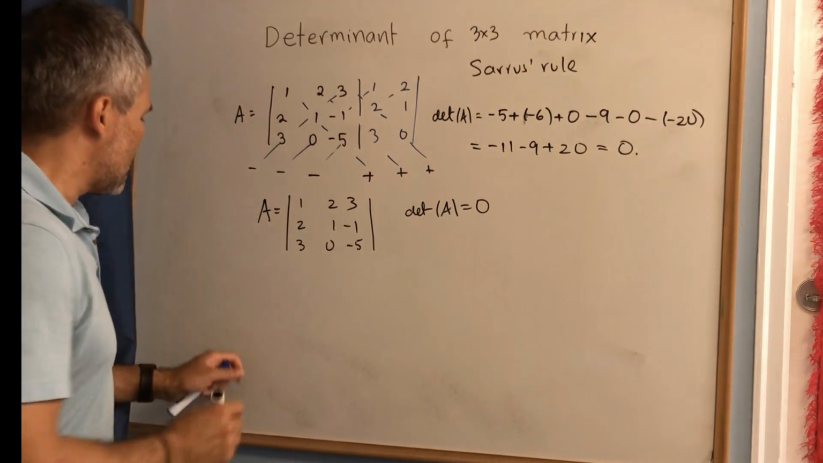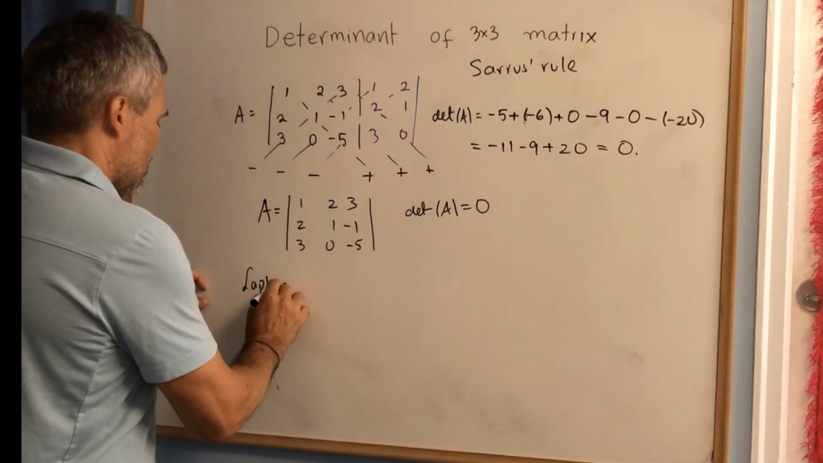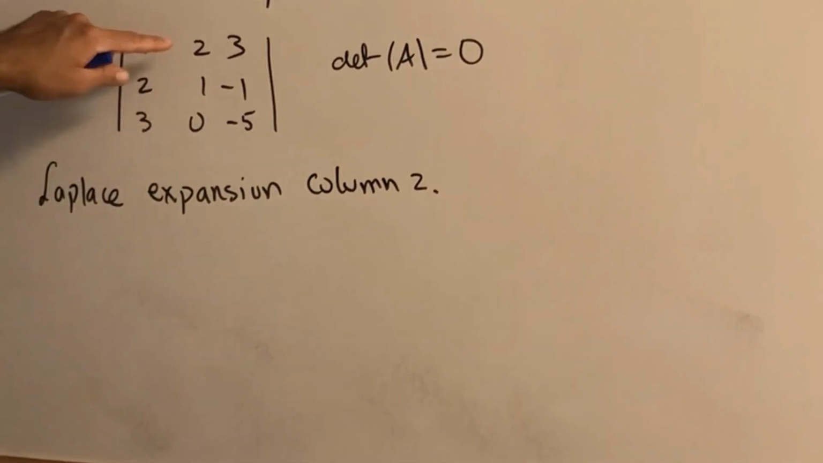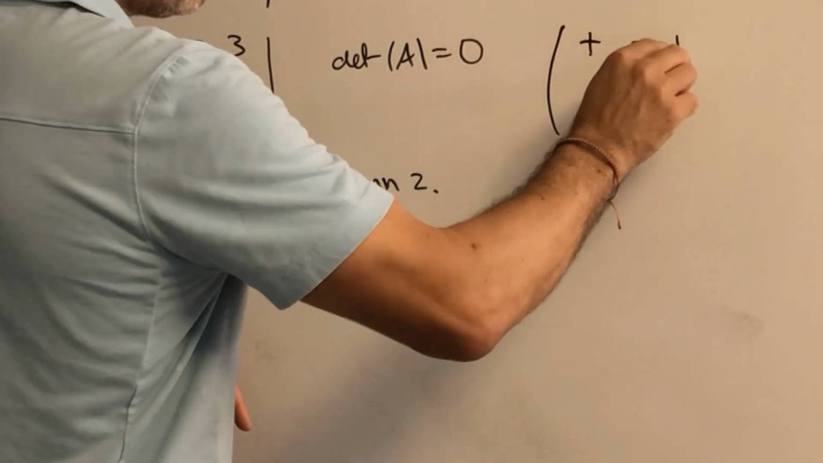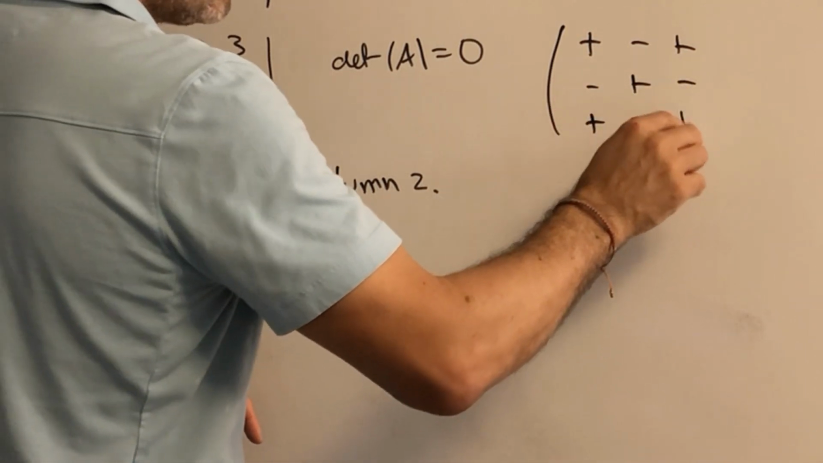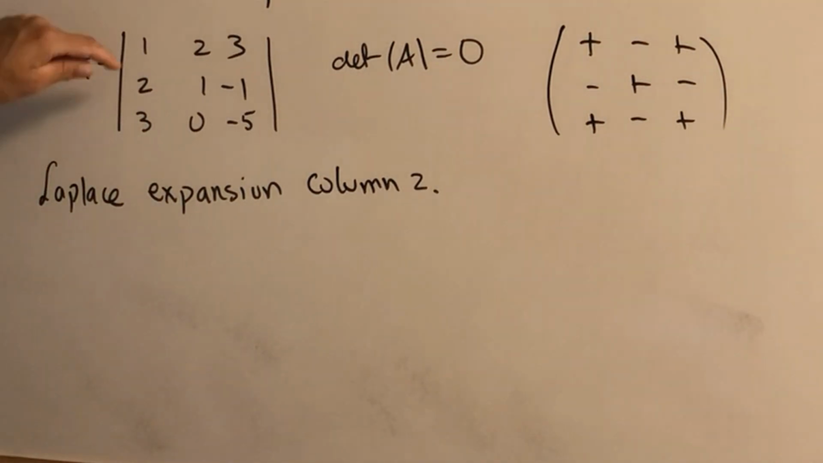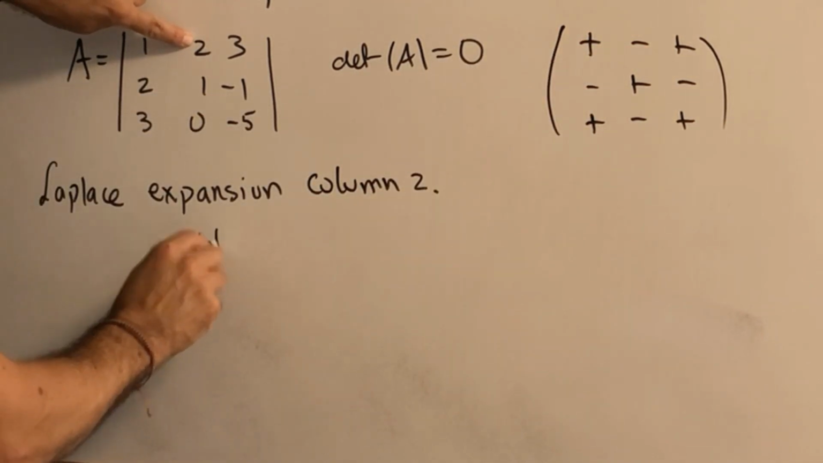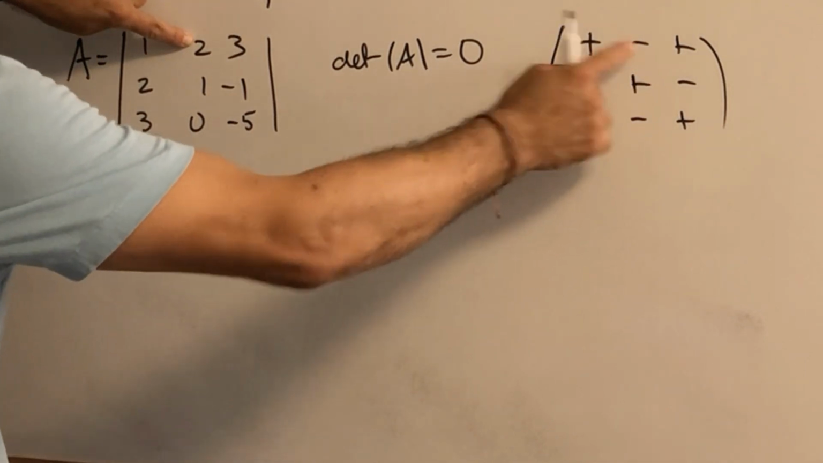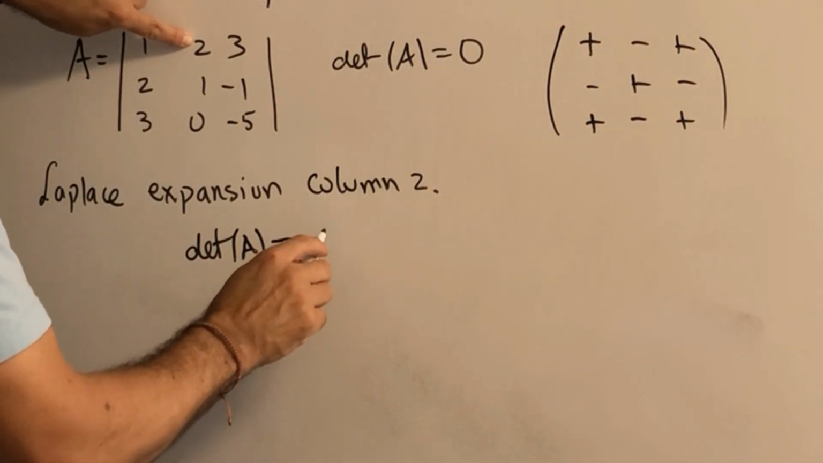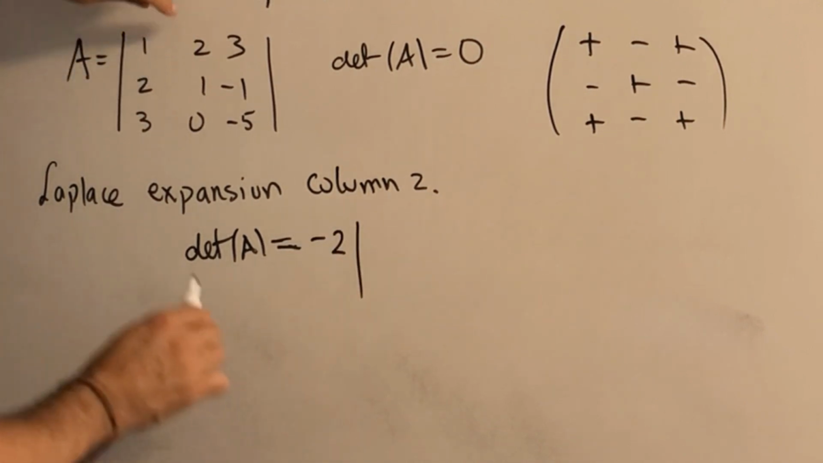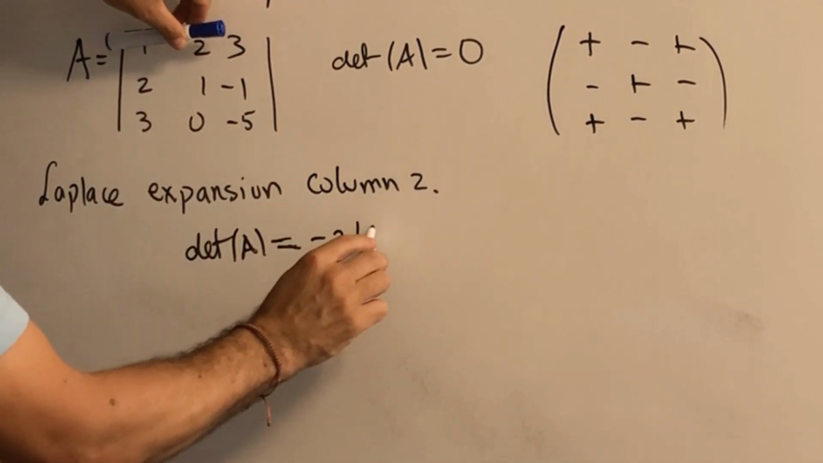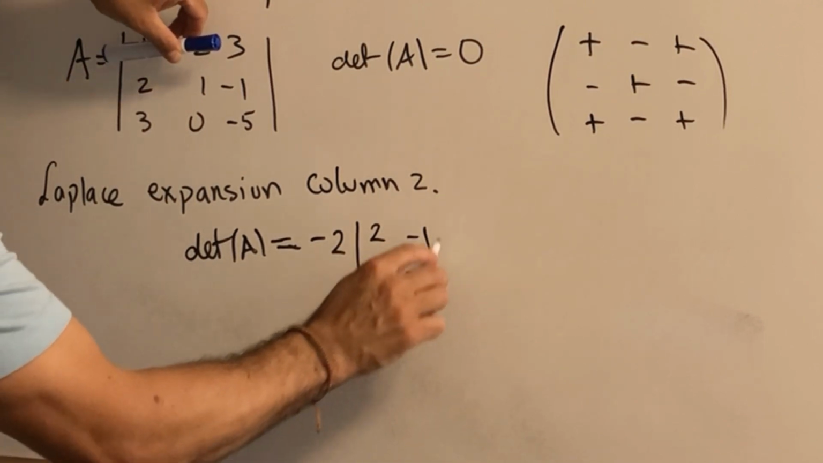Let me use the Laplace expansion, and let me use column 2. Then remember that the signs are positive, minus, positive, minus, positive, minus, positive, minus, positive. In this case, we start with this entry 2, but this one goes with a negative. Then the determinant of A is minus the entry 2 times the determinant of the matrix that you get when you remove this row and this column: 2, negative 1, 3, negative 5.